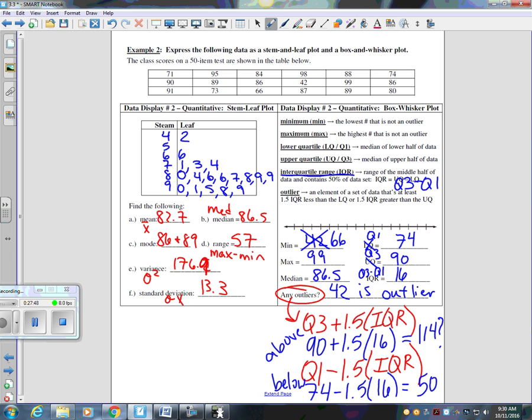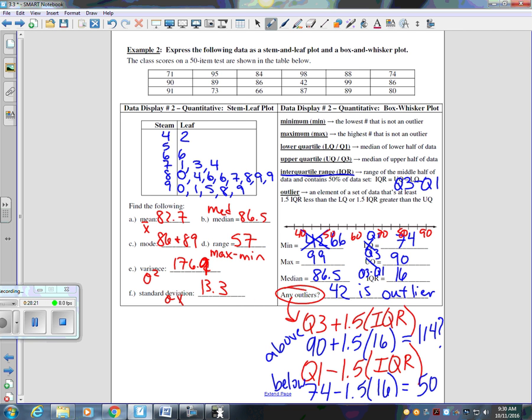All right. On my number line, I need to go from 42 to 99. So how about I just go 40, 50, 60. It doesn't have to be exact. 70, 80, 90. Okay. And we're going to draw a box and whiskers up here. Let's start with the box.